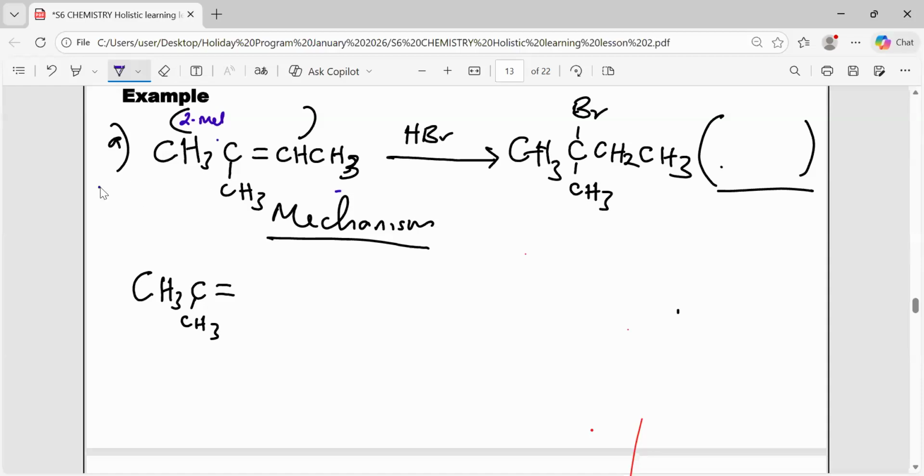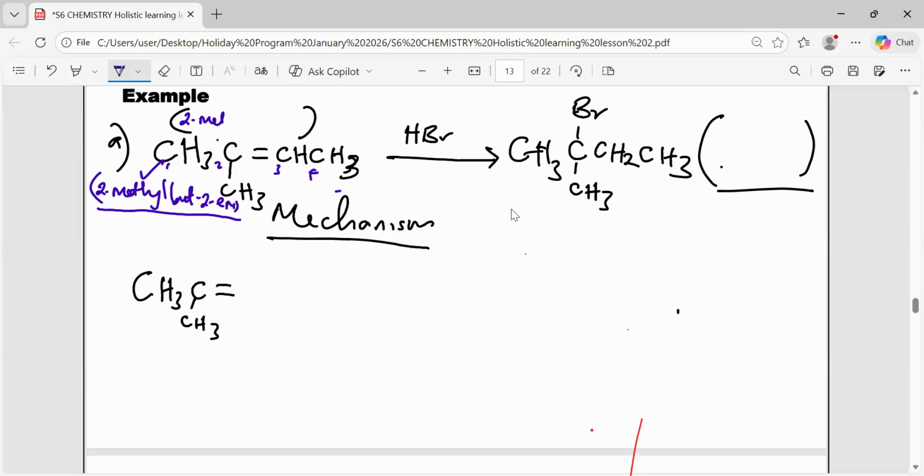Okay, let me write here. 2-methylbut-2-ene. I believe that is true. Yeah, because when you count from this side, this is carbon 1, carbon 2, carbon 3, carbon 4. On carbon 2, you have a methyl group. On carbon 2, you have a double bond. So that becomes very correct.